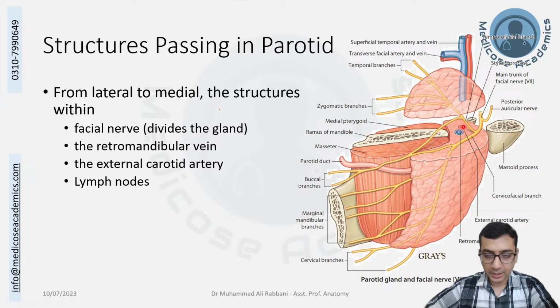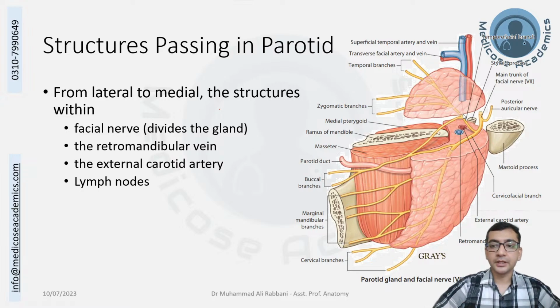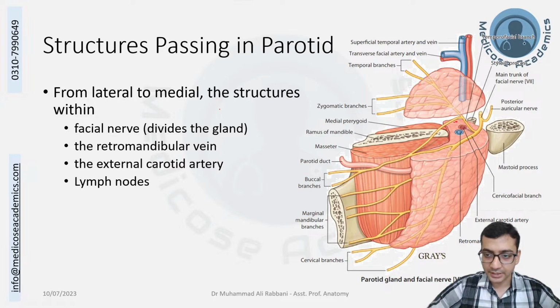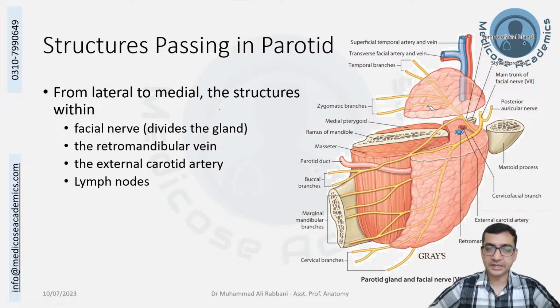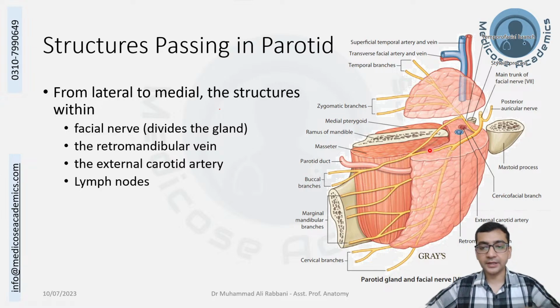Then there is the external carotid artery, and not shown here, in the deeper aspect will be the associated lymph nodes. So these are the structures that are present in the parotid gland from the outside to inside. And when talking about the structures present in the parotid gland, it is good to know that the parotid gland is divided by surgeons into superficial and deep parts by the plane created by the facial nerve plexus.